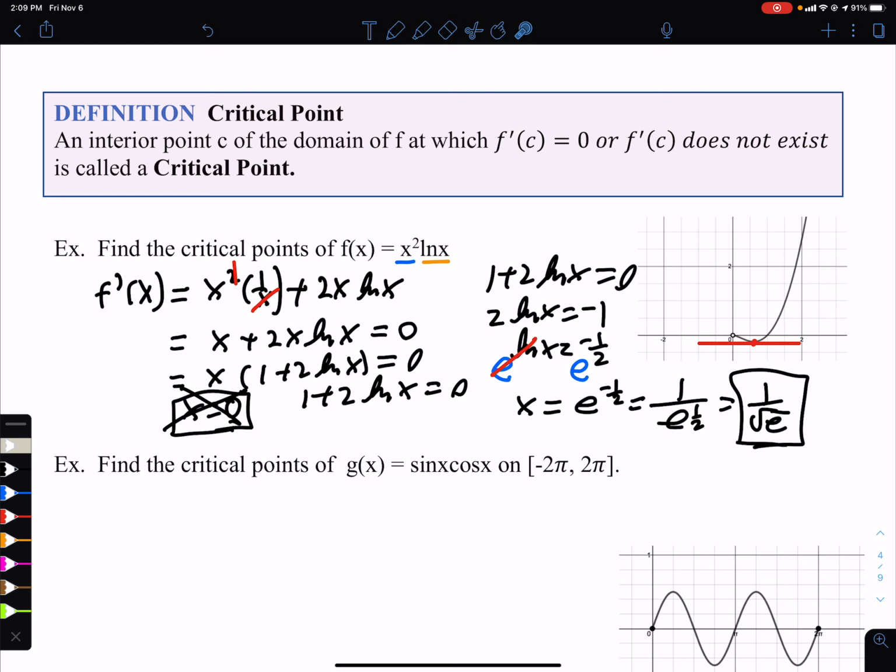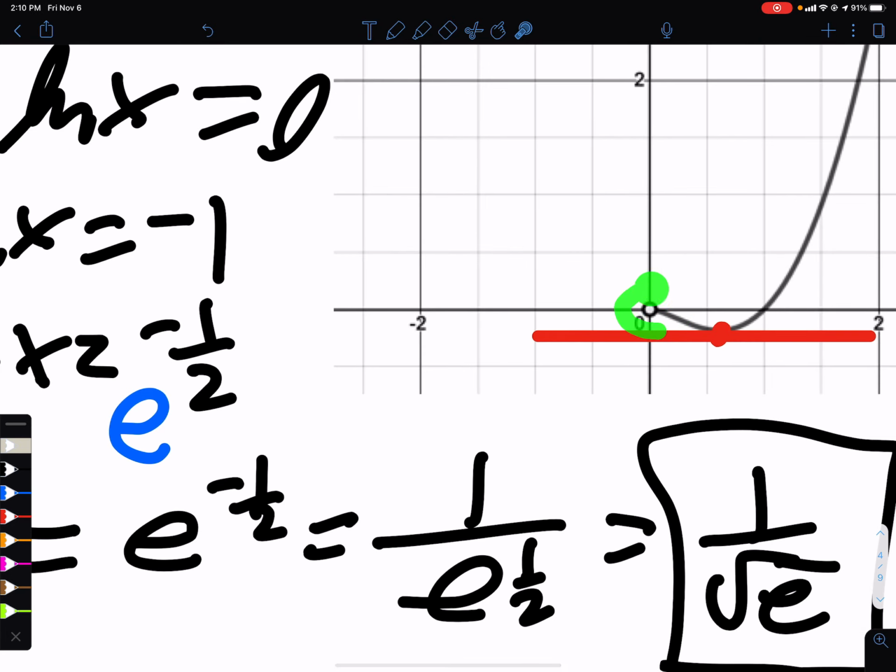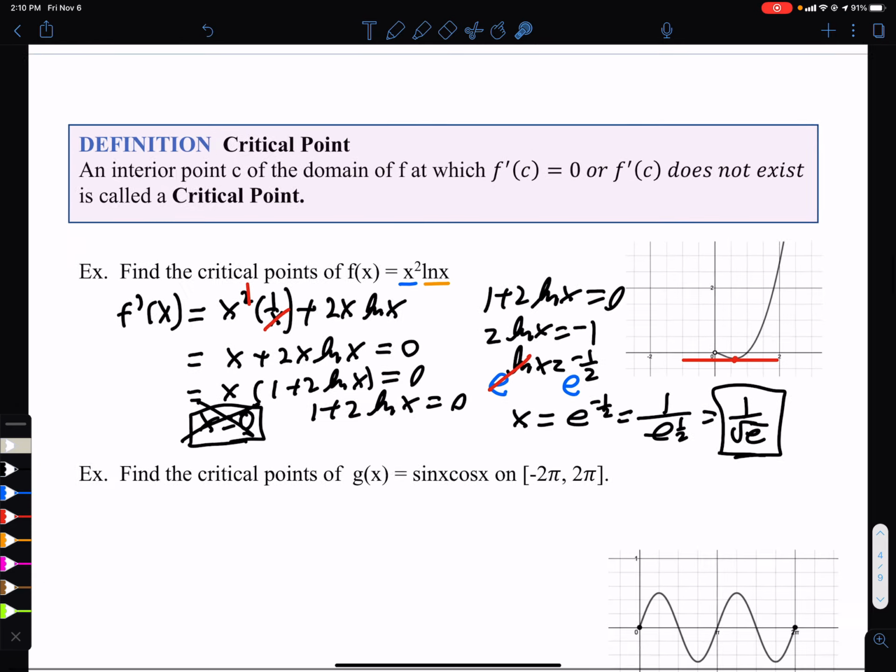Now at 0, I graph this. If you look, the function doesn't even exist at 0. So in the graph, that's why 0 is not counted.